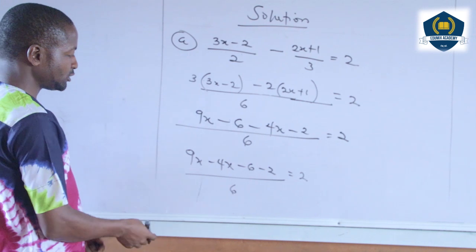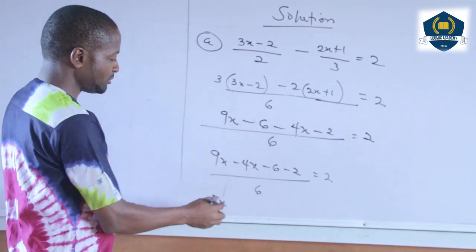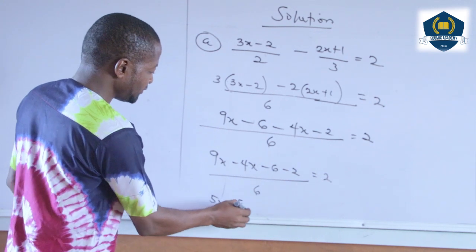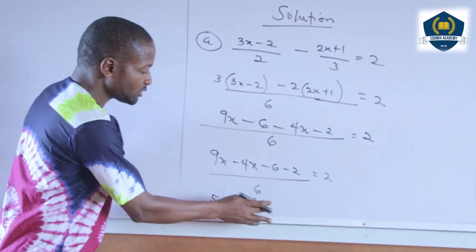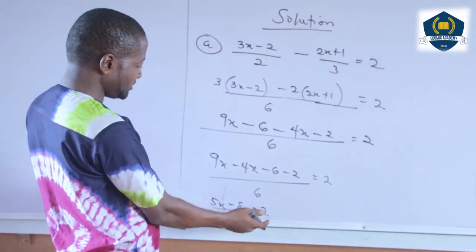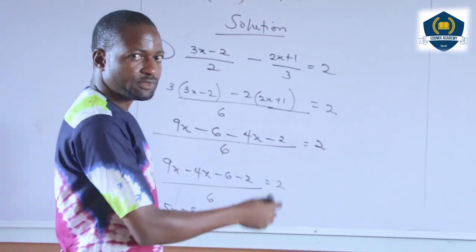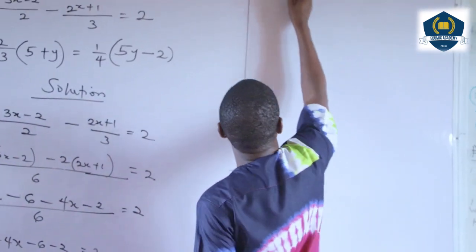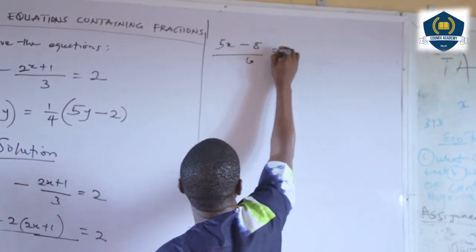Alright, so 9x minus 4x, that gives you 5x. Minus 6 minus 2, that will be minus 8. Everything over 6 is equal to 2. Now, just look at it. Is mathematics not interesting? From something gigantic, now look at what it's reduced to. Now, let's move to the other side of the board. So, I'm going to rewrite this. 5x minus 8 over 6 is equal to 2.